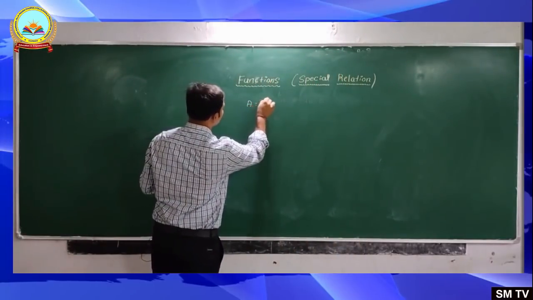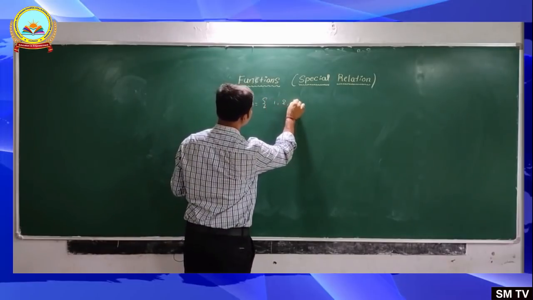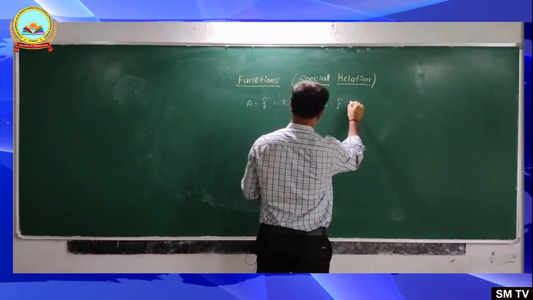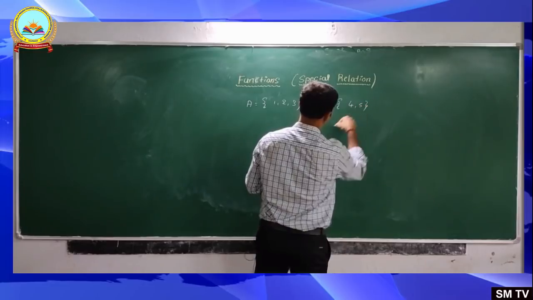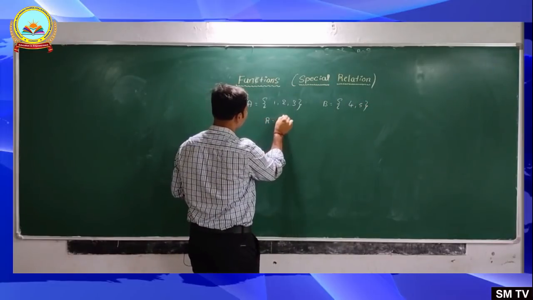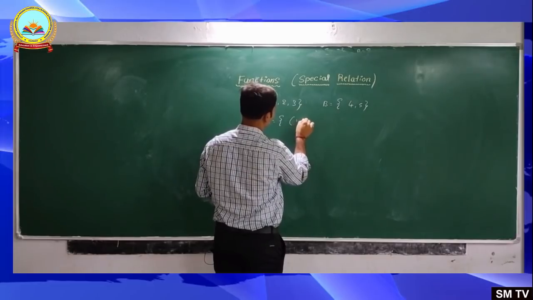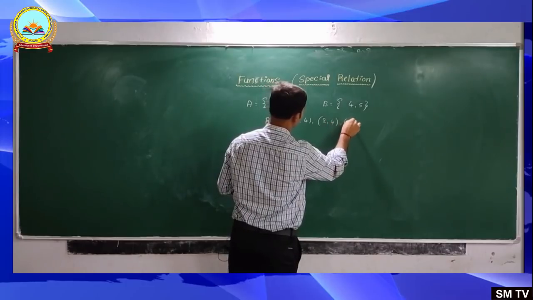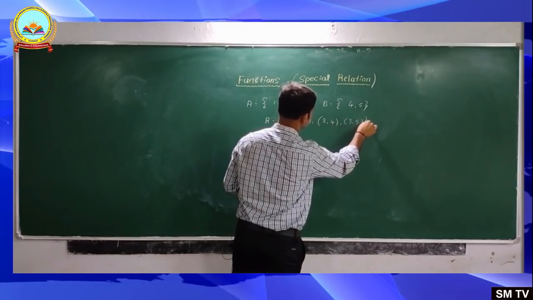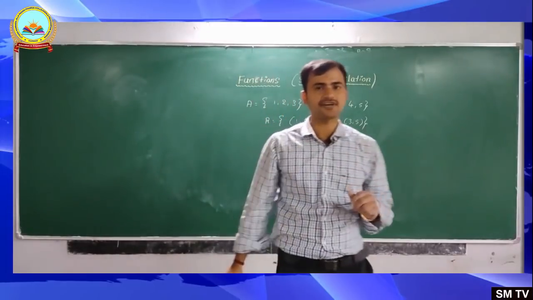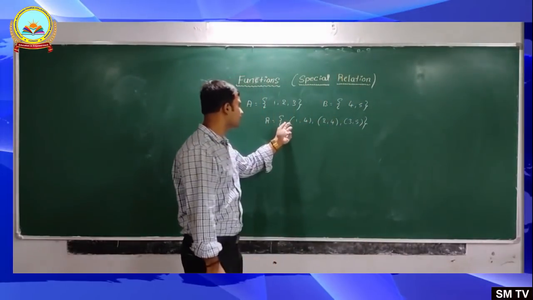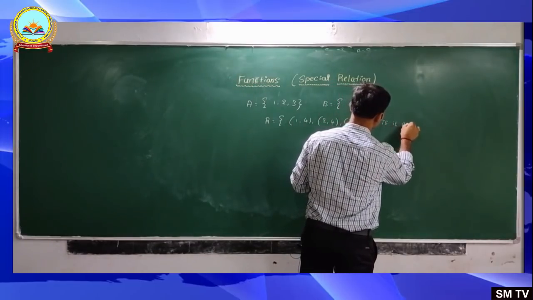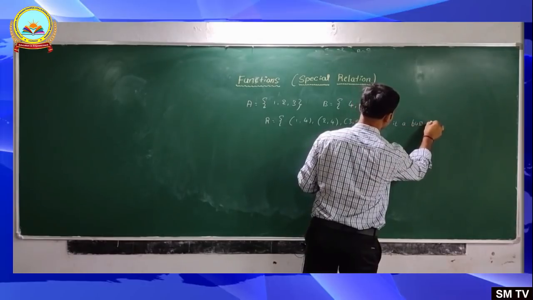Suppose A is equal to {1, 2, 3}, B is equal to {4, 5}, R is equal to {(1, 4), (2, 4), (3, 5)}. Is it a function? Definitely it's a relation from A to B. My question is, is it a function from A to B?